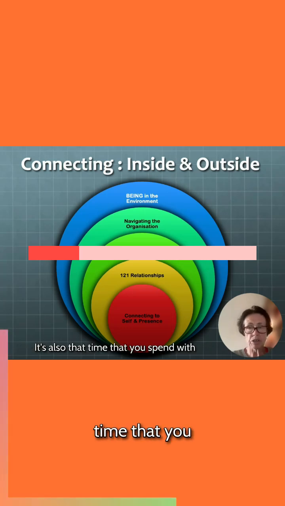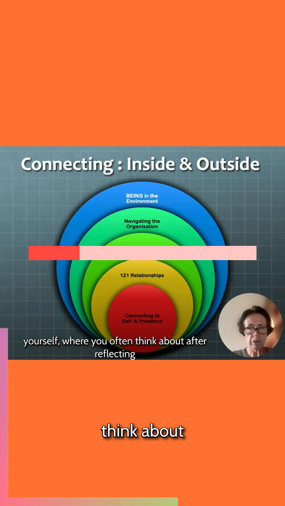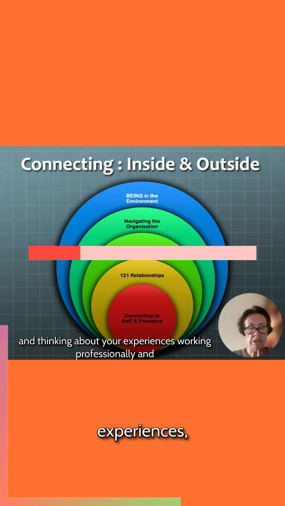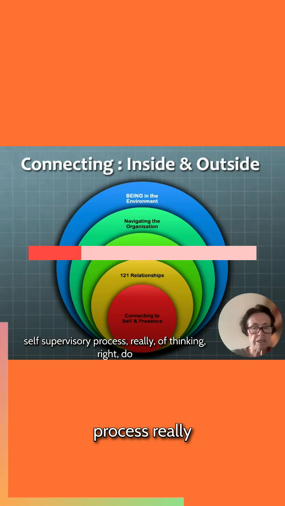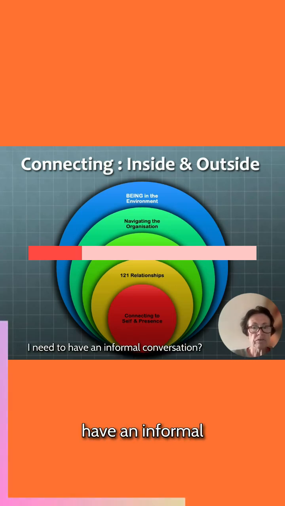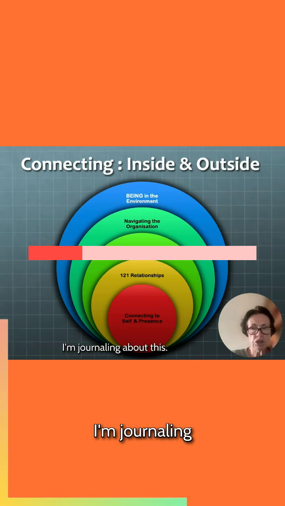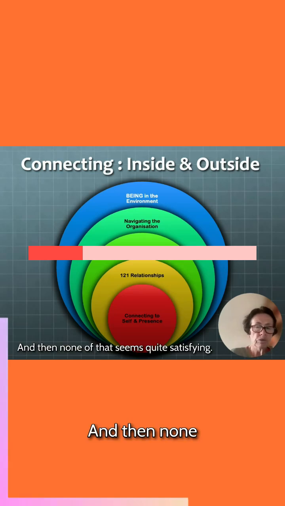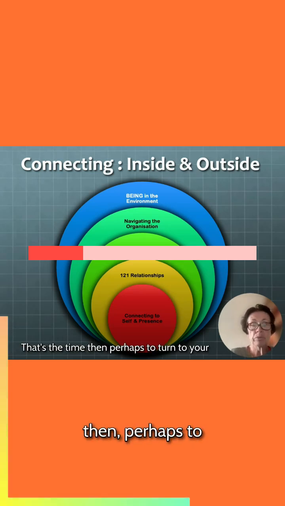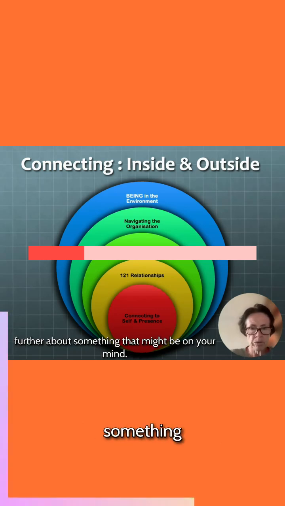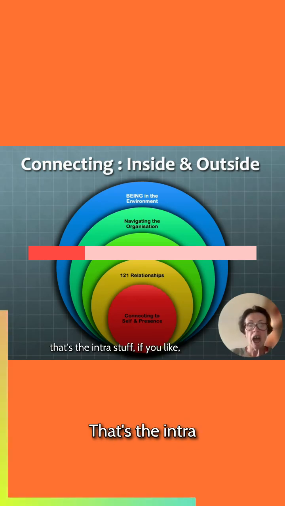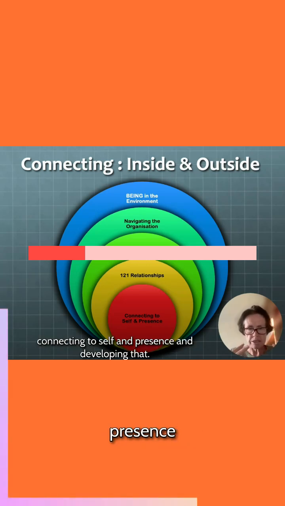It's also that time that you spend with yourself where you often think about, after you're reflecting and thinking about your experiences working professionally and when you might need help. What I call the self-supervisory process, really, of thinking, right, do I need to have an informal conversation? Shall I write about this? I'm journaling about this. And then when none of that seems quite satisfying, that's the time then perhaps to turn to your own supervisor or colleague professionally and begin to talk further about something that might be on your mind. That's the intra stuff, if you like, connecting to self and presence and developing that.